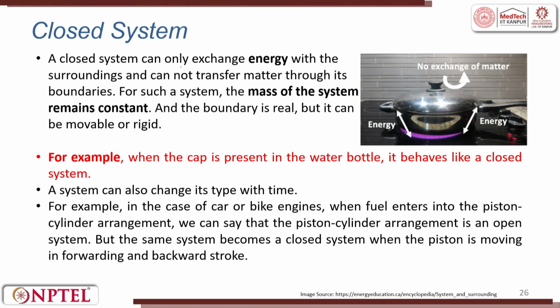A closed system can only exchange energy with the surroundings and cannot transfer matter through its boundaries. So you have a pan, put a lid on the pan, right? For such a system, the mass remains constant and the boundary is real, but it can be movable or rigid.